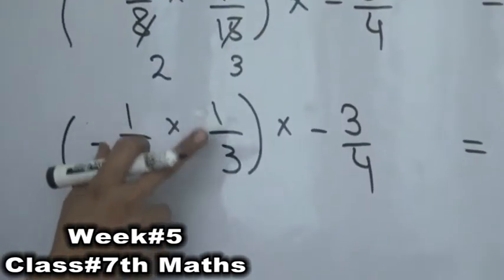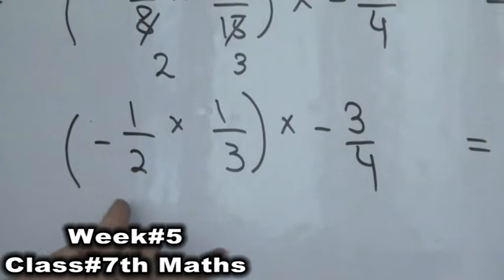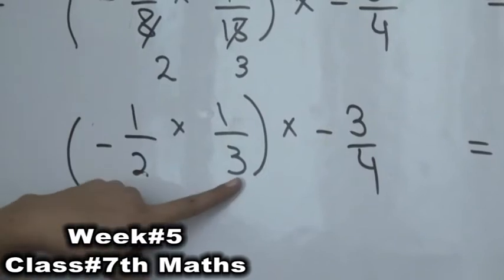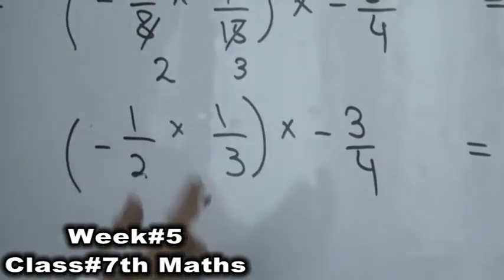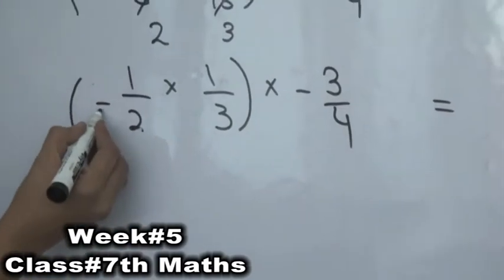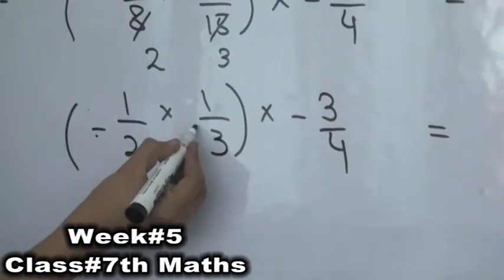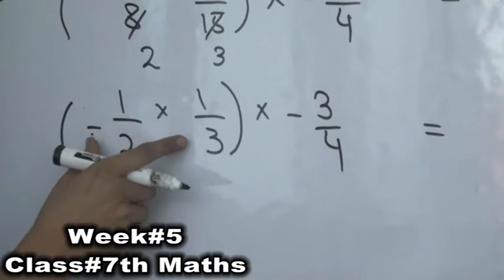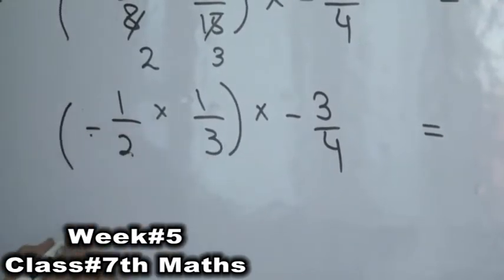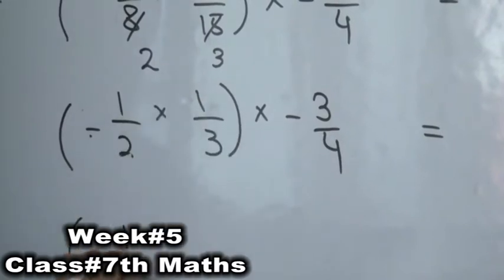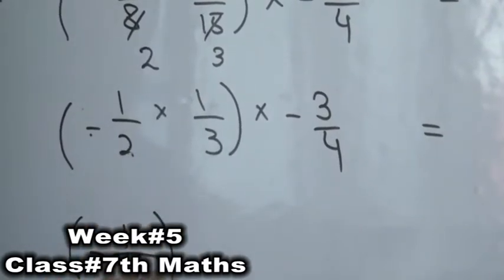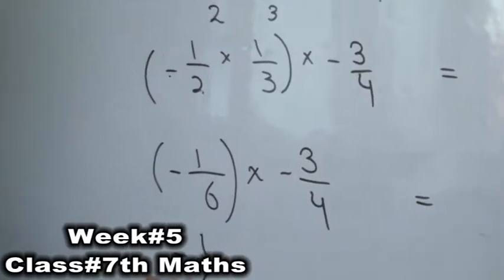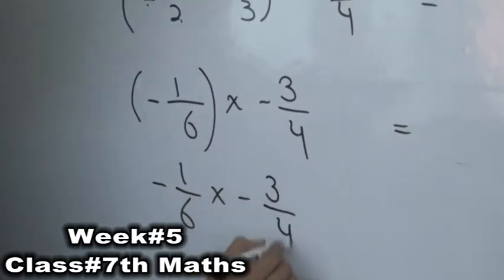Minus 1 by 2 multiplied by minus 1 by 3. When we multiply the rational numbers, the numerator will multiply with the numerator and the denominator with the denominator. 1 multiplied by 1, and here is the sign of negative and here is the positive. When we multiply in algebra, plus minus is equal to minus. 1 ones are 1, 2 threes are 6, multiplied by minus 3 by 4. Minus 1 by 6 multiplied by minus 3 by 4.